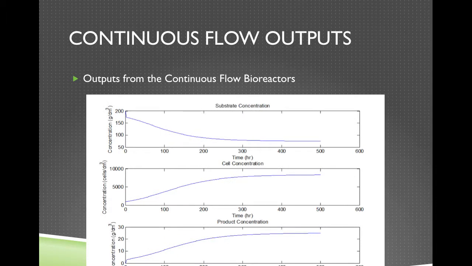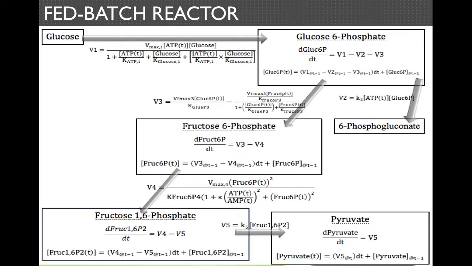The first module works by taking inputs provided by the user and solving the differential equations associated with the flow reactor kinetics. The program ends by outputting graphs that show the cell, product, and substrate concentrations over time. Module 2 consists of the fed batch reactor design.